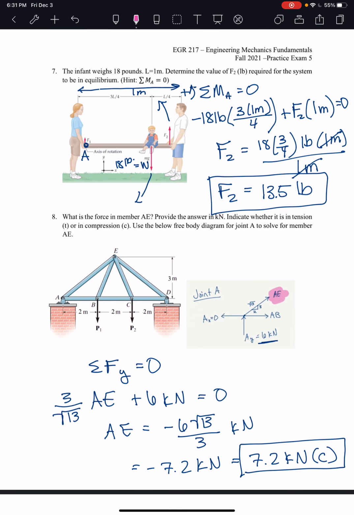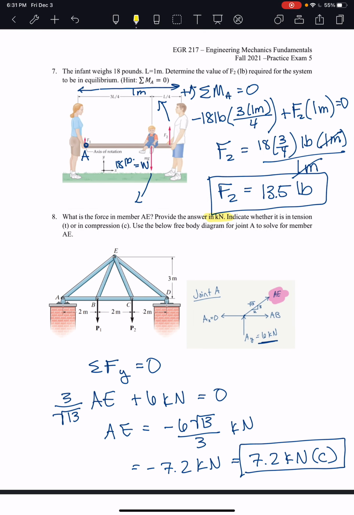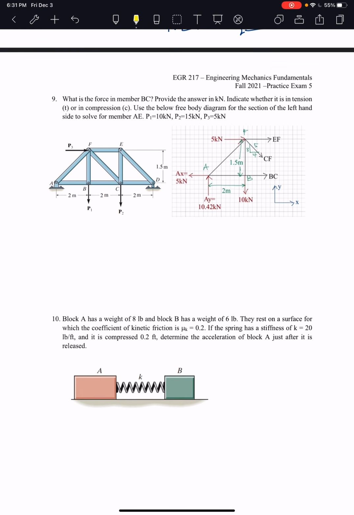Look back at the problem, make sure we answered what it was asking for. So it's provide the answer in kilonewtons. So we have kilonewtons. Indicate whether it's in tension or compression. So it's in compression. And use the free body diagram for joint A to solve for member AE. So that's what we did there. So there we go.